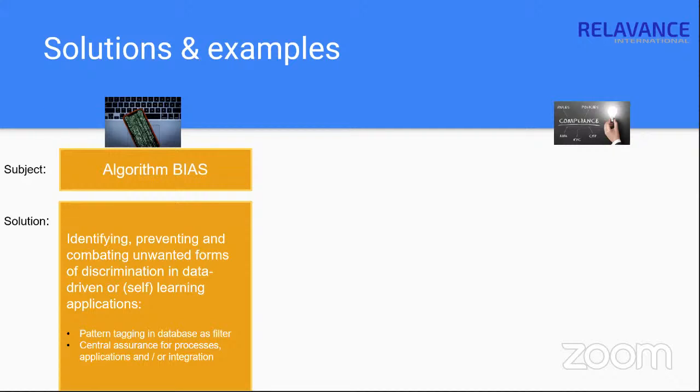How do you prevent unwanted forms of discrimination? By using the relevance word association and its pattern recognition principle, you can set up filters on the database to avoid data transfer or integration applications using discriminated words and phrases.